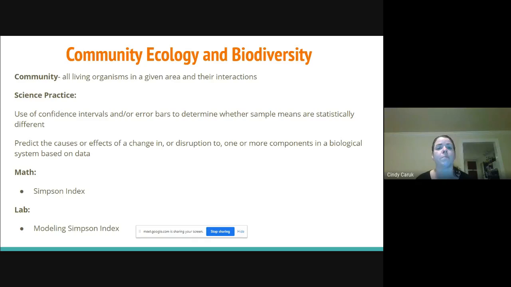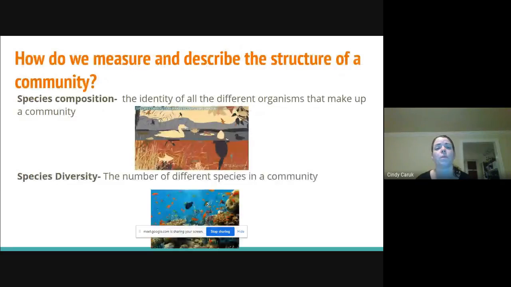All right, so how we measure and describe a structured community, we look at the species composition. So we're identifying all the different organisms that make up the community, and we're looking at that species diversity, the number of different species in the community. And we want to look at species abundance as well. You can look at a zoo, it has lots of diversity, but you don't have the numbers for each type of species, and that makes it a less healthy community. You really want to have that diversity and abundance to have a healthy community.